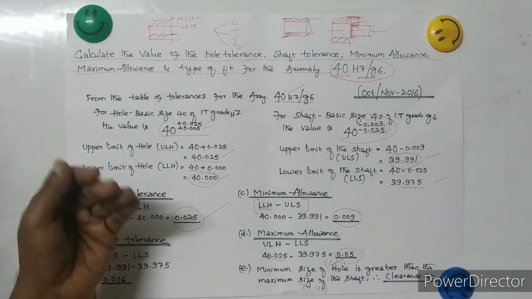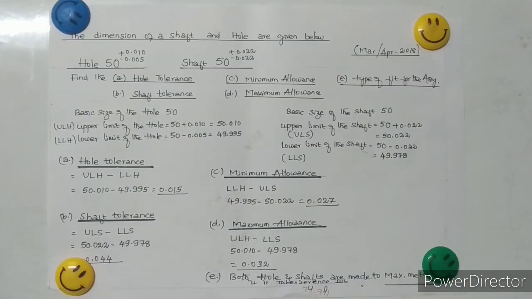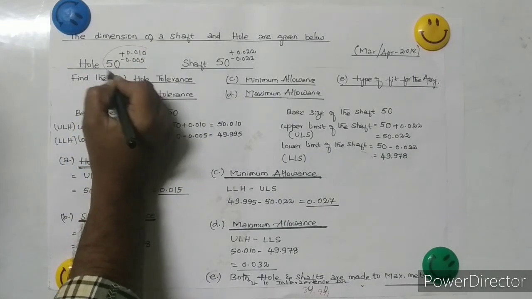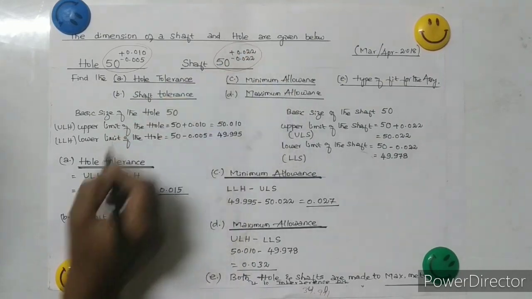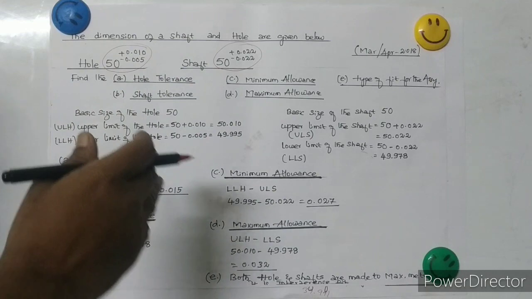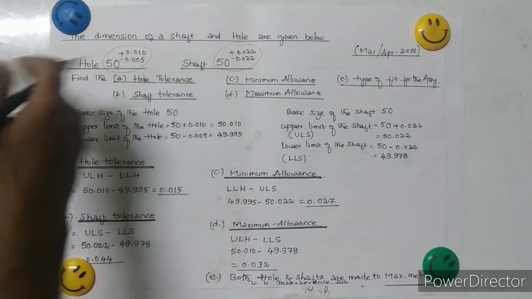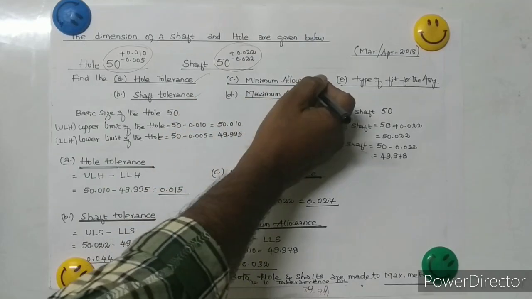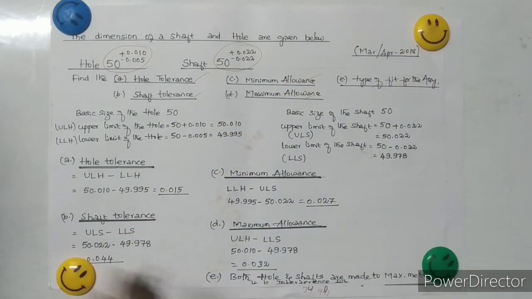So let us go for the next example. It is one of the same. Here in this question, they have given the hole tolerances that are specified here. Instead of giving you H7G6, they will give you the hole tolerances and the shaft tolerances. Here is the same question. The hole tolerance you need to find, then shaft tolerances, then minimum allowance, maximum allowance, and type of fit.